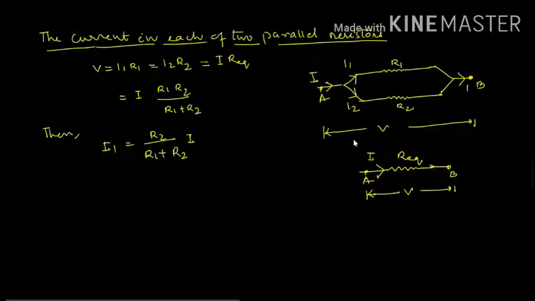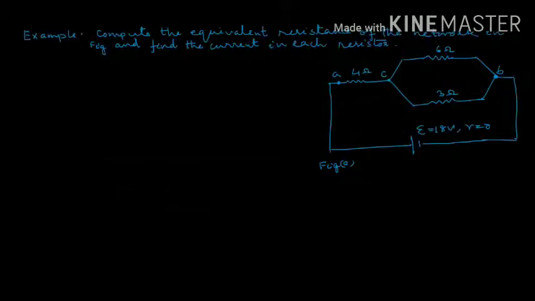Similarly, I2 R2 is equal to I R1 R2 by R1 plus R2. So I2 is equal to R1 by R1 plus R2 into I. So these are some useful formulae which are used to find equivalent resistance, current, and voltages in some complicated circuits.